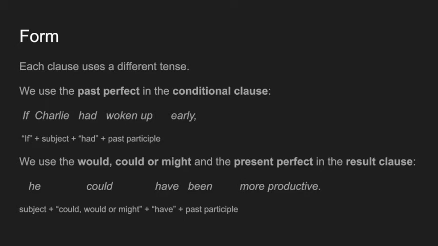Subject, he could, the word could, and then we're going to use literally the word have because we are talking in the present perfect. And we're going to add the past participle of the action verb to the have. So remember, the conditional clause uses the past perfect, and the result clause is going to use would, could, or might, and the present perfect.